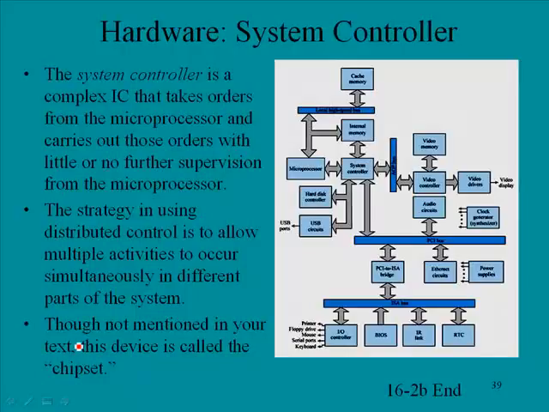Though not mentioned in your text, this device is called the chipset. And so we'd have the chipset right here, and your text doesn't use that term. Actually, the chipset is divided into two areas. There is what they call the north bridge and the south bridge. And the north bridge handles the very fast interfaces, that would be like between internal memory and cache, and the south bridge will handle the slower devices like PCI and ISA and etc.